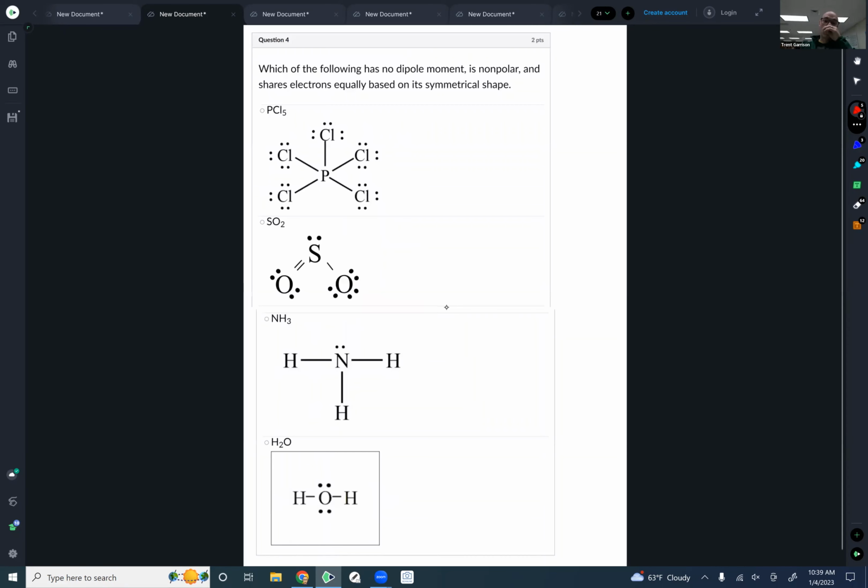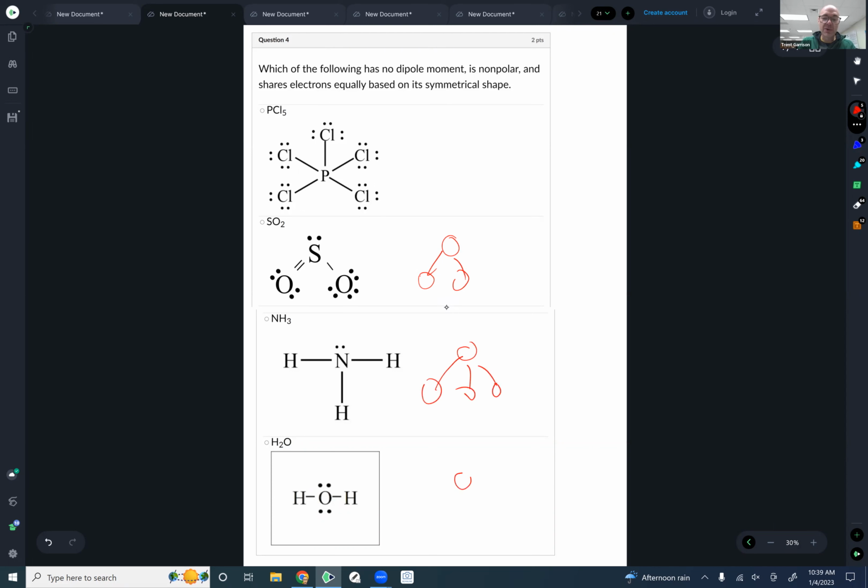All right, number 4. Which of the following has no dipole moment, is nonpolar, and shares electrons equally based on its shape, just based on shape. So this one is a bent molecule. That is not. This is a trigonal. It is polar. This is also bent.